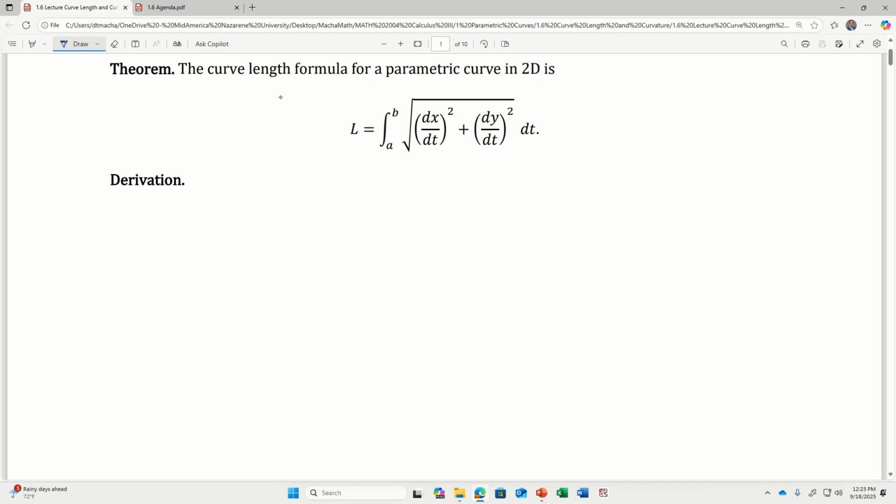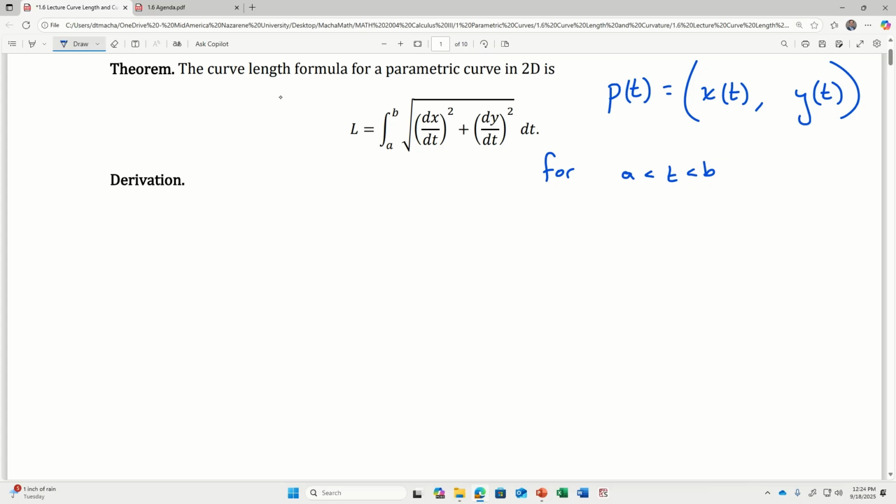What if I have a two-dimensional parametric curve, right? So like what if my parametric curve has an x-coordinate that's a function of t and a y-coordinate that's a function of t, so that this curve lives in the xy plane? Then this formula is going to give me the length of that curve, where a and b are the starting and ending points of your parameter t.